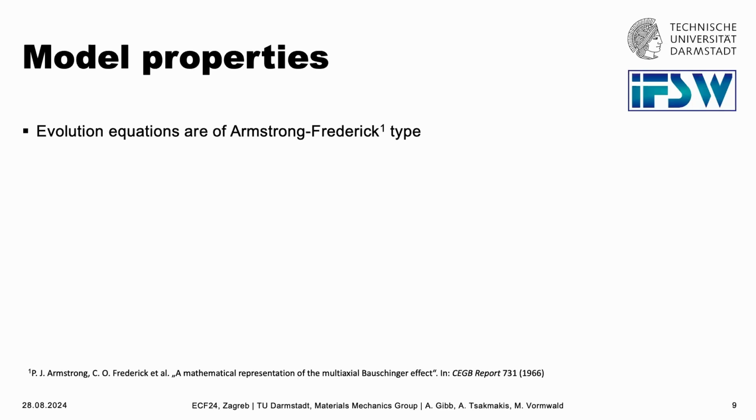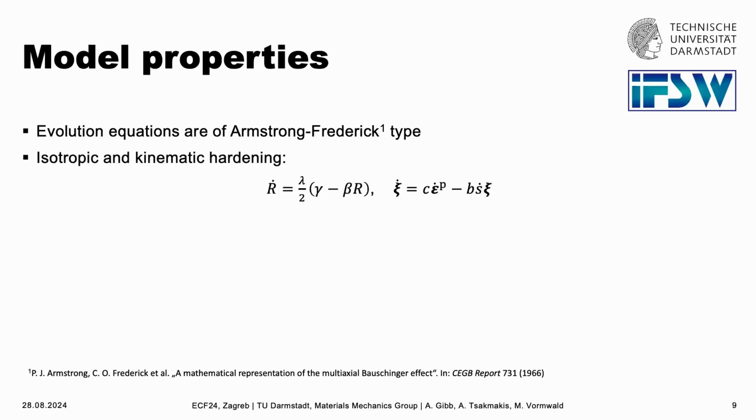But the interesting part comes now, because of course we need evolution equations for those internal variables. And for the isotropic and kinematic hardening, we take Chaboche's model or Armstrong-Frederick's model, which is written here. So we have this driving or this hardening part, and we have this recovering part. So we have a nonlinear evolution.